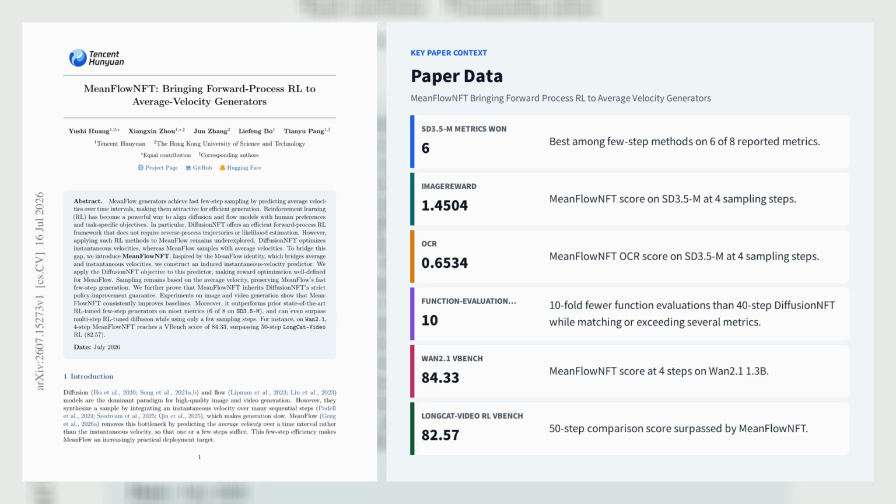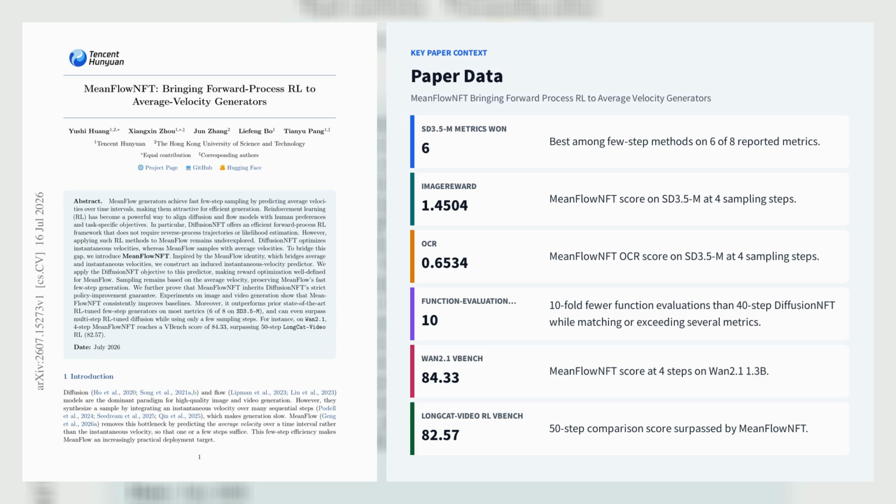Using finite difference derivatives, a shared reference derivative, and the forward conditional velocity for stable updates, MeanFlowNFT is evaluated on Stable Diffusion 3.5 Medium, or SD3.5M, and WAN2.1. On SD3.5M, the 4-step model achieves the best result on 6 of 8 metrics, including an image reward of 1.4504 and OCR score of 0.6534, while matching or exceeding several metrics from 40-step DiffusionNFT with 10-fold fewer function evaluations.